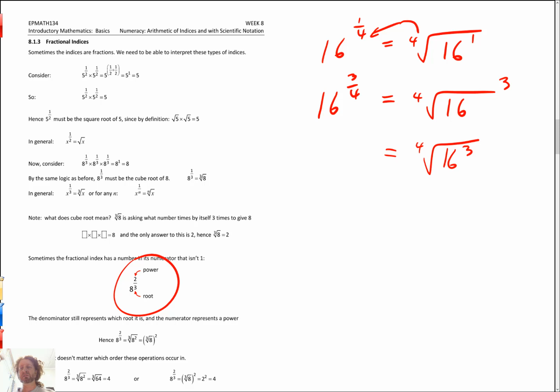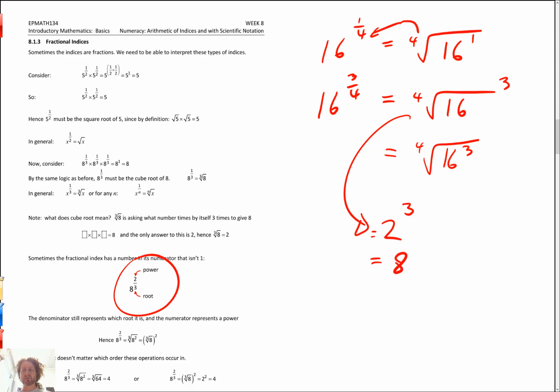But if I was trying to do this without a calculator, do I want to calculate 16 by 16 by 16? No, the answer is no, I don't want to. But I can calculate the 4th root of 16, because I know the 4th root of 16 is 2. 2 by 2 by 2 by 2 is 16. So if the 4th root of 16 is 2, and all I've got to do is then cube that answer, 2 by 2 by 2 is 8. That was easy. That was easier than calculating 16 cubed.